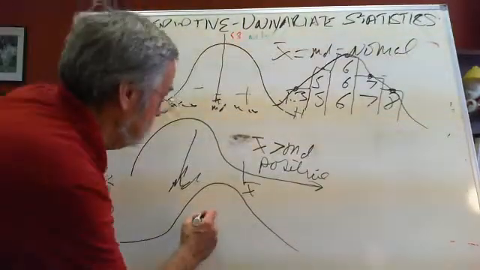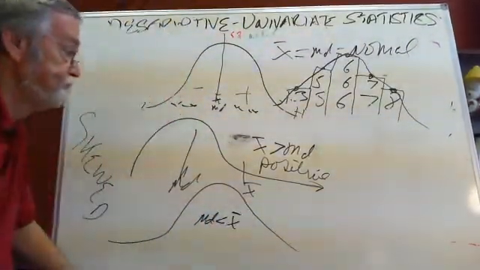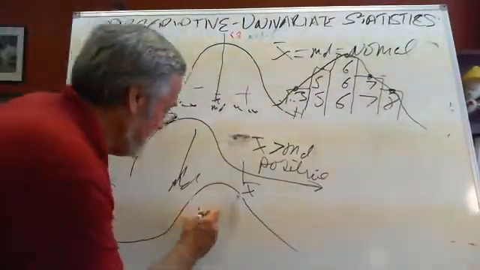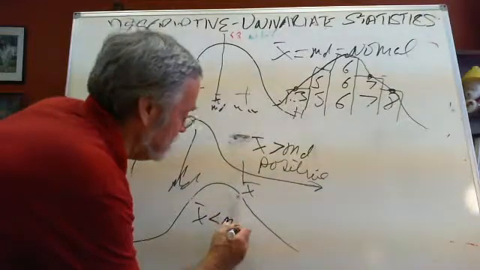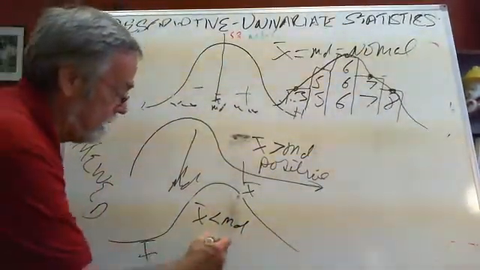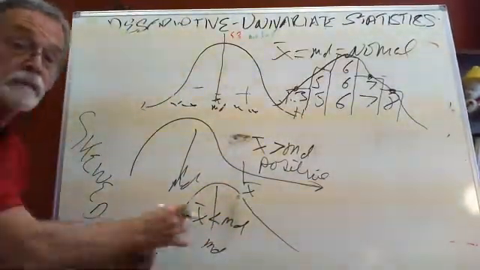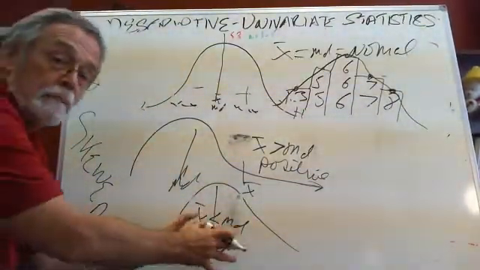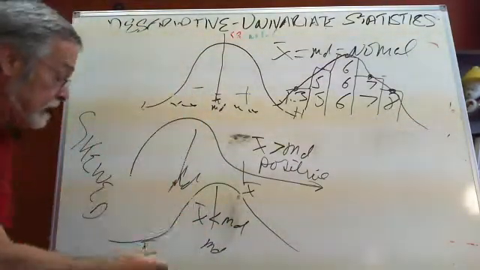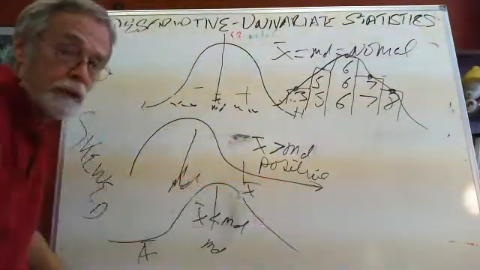If we've got a case where the mean is smaller than the median, let's do it that way. If the mean is smaller than the median, we've got the mean out here, and then the median over here, then it's pulled to the tail on the left-hand side, which is the negative tail. So this is a negative skew, and that's a positive skew.